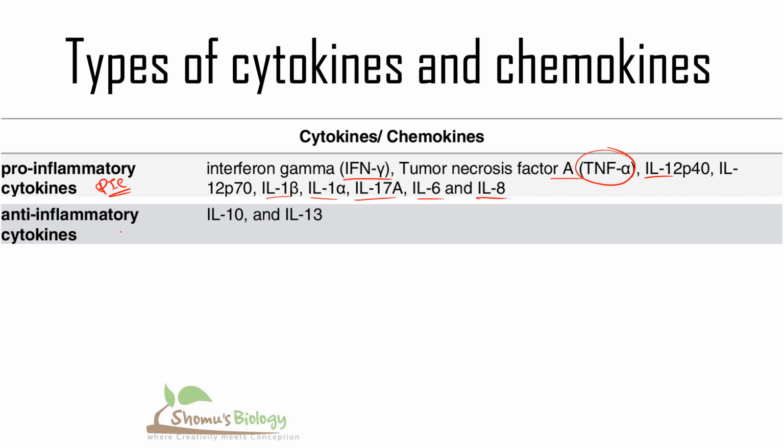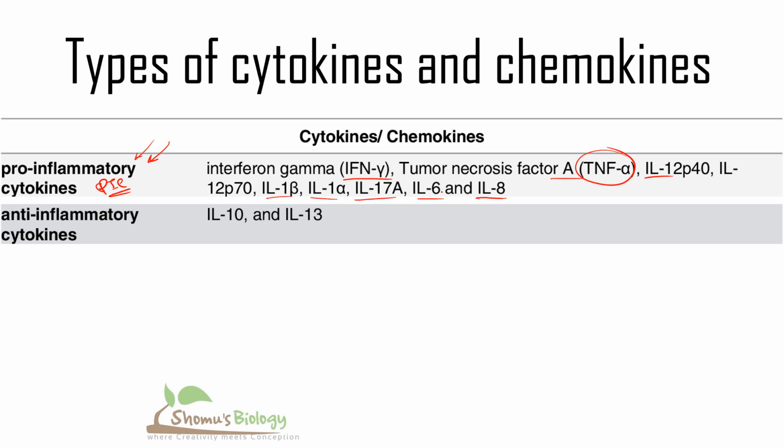Anti-inflammatory cytokines are those cytokines which will not cause any inflammation. Remember, all these pro-inflammatory cytokines, release of any of these components, interferon gamma, tumor necrosis factor alpha, IL-12, IL-17, IL-6, IL-8 will cause the inflammation. Ultimately, their job is to cause the inflammation, influence the formation of inflammation.